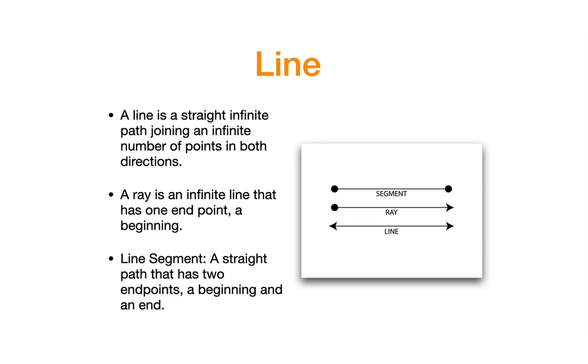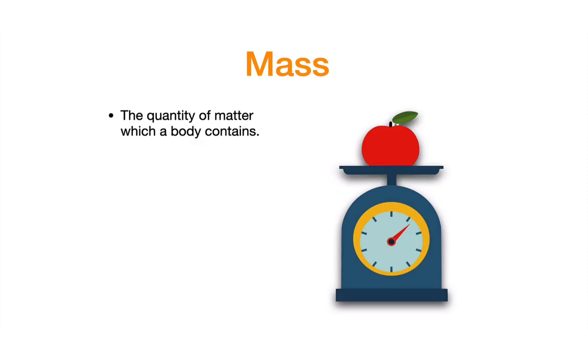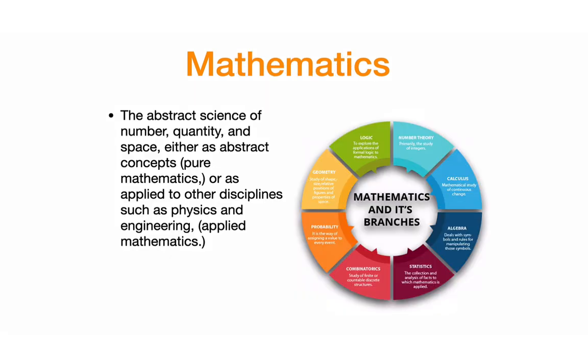A ray is an infinite line that has one endpoint, a beginning. Line segment. A straight path that has two endpoints, a beginning and an end. Mass, the quantity of matter which a body contains. Mathematics, the abstract science of number, quantity, and space, either as abstract concepts, pure mathematics, or as applied to other disciplines such as physics and engineering, applied mathematics.